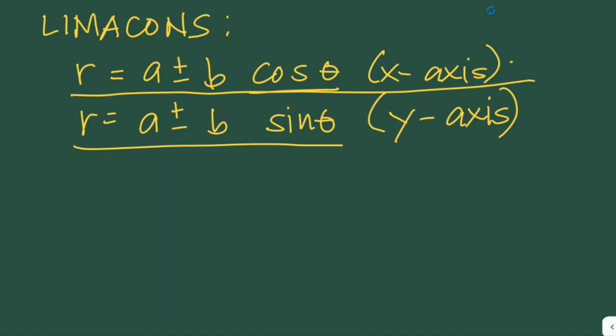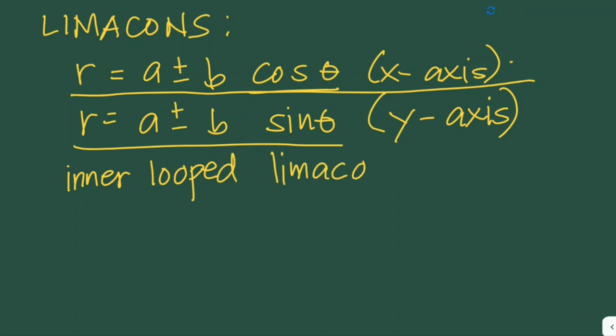Now let's discuss the four types of limacons. So the first one is the inner looped limacon. This is when the ratio of A to B is less than 1.